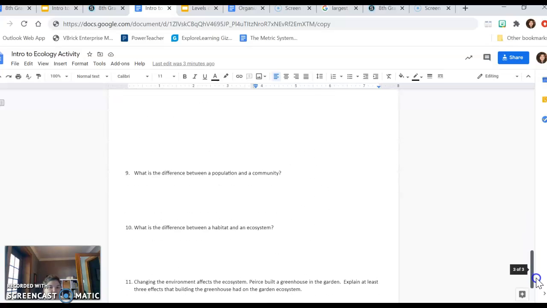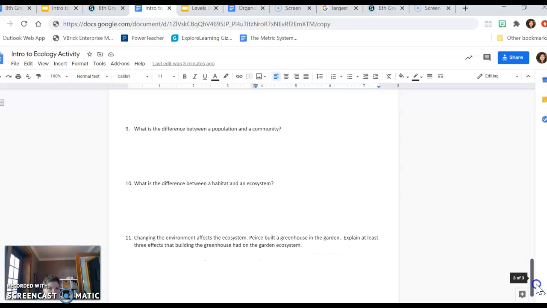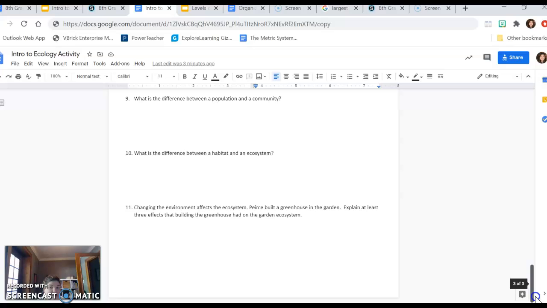Number 9, what is the difference between a population and community? This will be given in the notes as well. And what is the difference between a habitat and ecosystem? Look at the notes with your instructor and you'll be able to answer number 10.